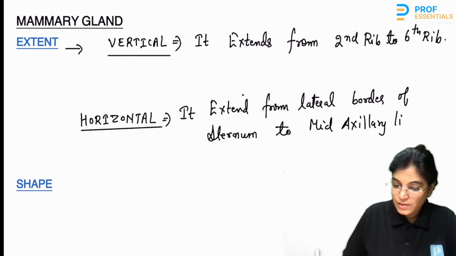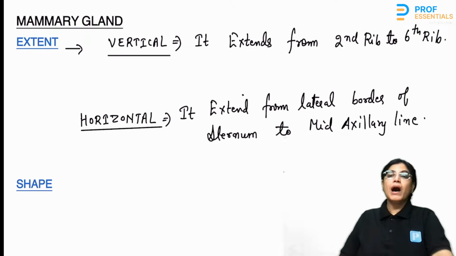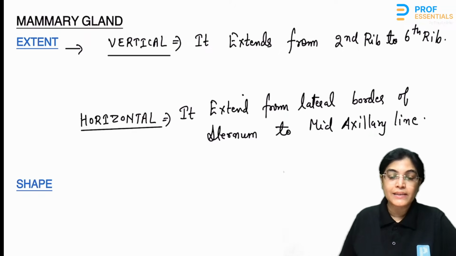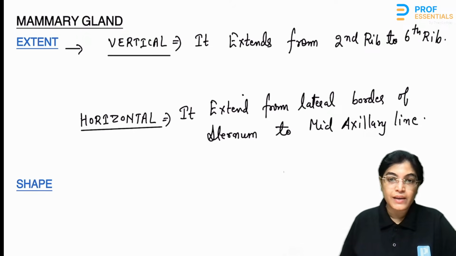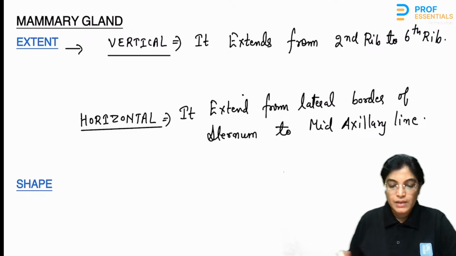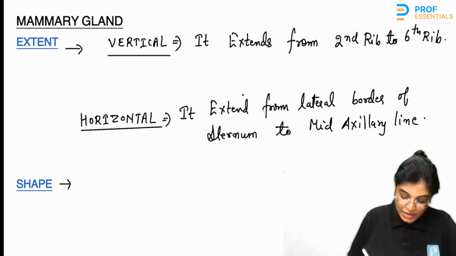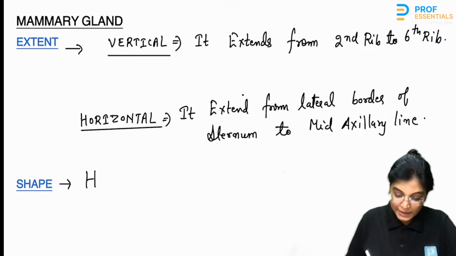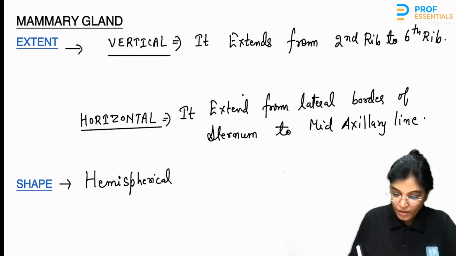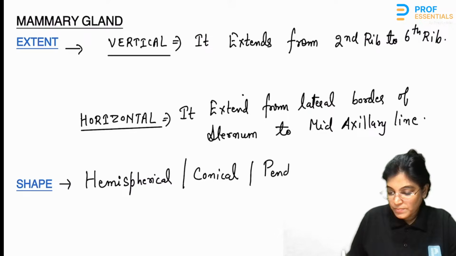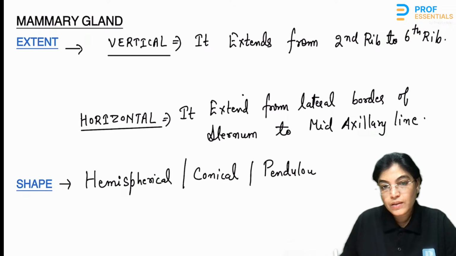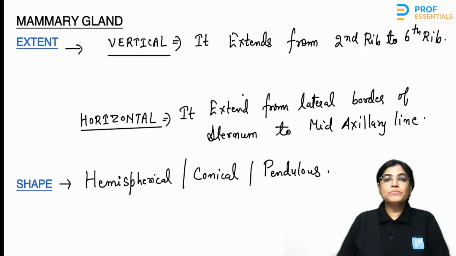Now, dear students, this is about the vertical and the horizontal extent. Also, if I talk about the shape of the mammary gland, in most cases it is hemispherical, it is conical, or it can be pendulous. Three major types of shapes are seen in the mammary gland: hemispherical, conical, pendulous. These are the shapes of the mammary gland.